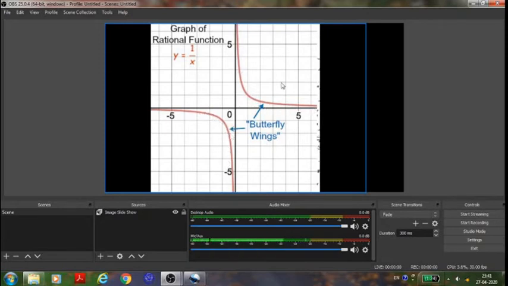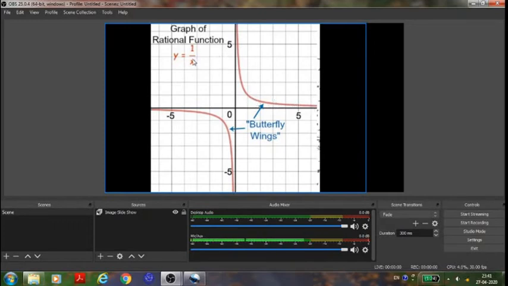Then if you consider, suppose, x equal to 1, then y is also equal to 1. So 1 comma 1, so here it is. Then if you increase the x values, say x equal to 2, then y will be half. So here it is. So the graph of the function goes like this, if you consider x equal to 1, 2, and so on.